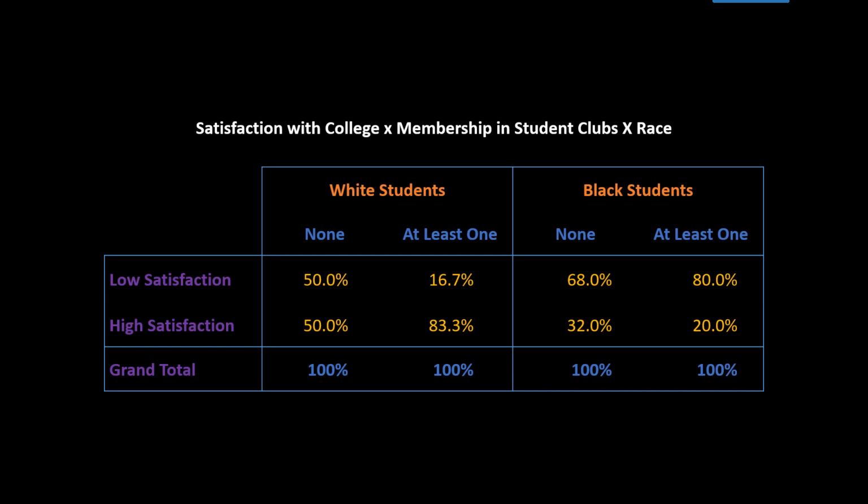This seems counterintuitive at first, unless, as it's been argued, black students are joining organizations that are critical of the college and therefore express less satisfaction. Well, whether or not you accept this explanation is up to you. The point, though, is that in this table, we see an interaction effect. Participating in a club does impact satisfaction, but how it impacts satisfaction differs for different groups.